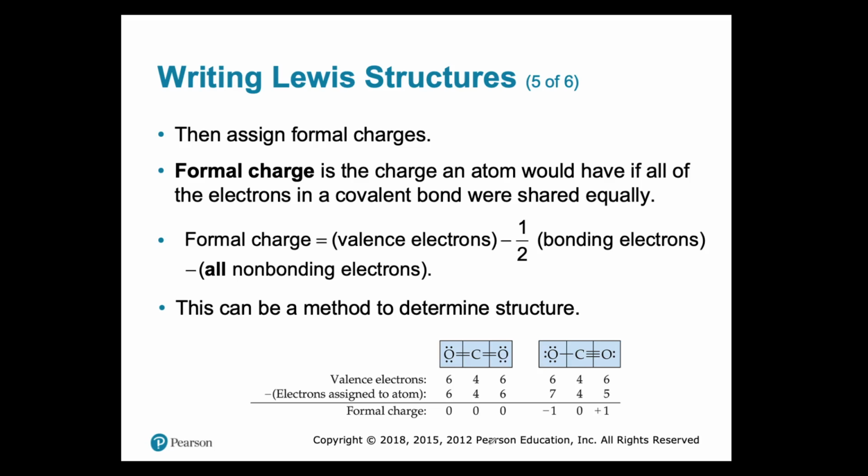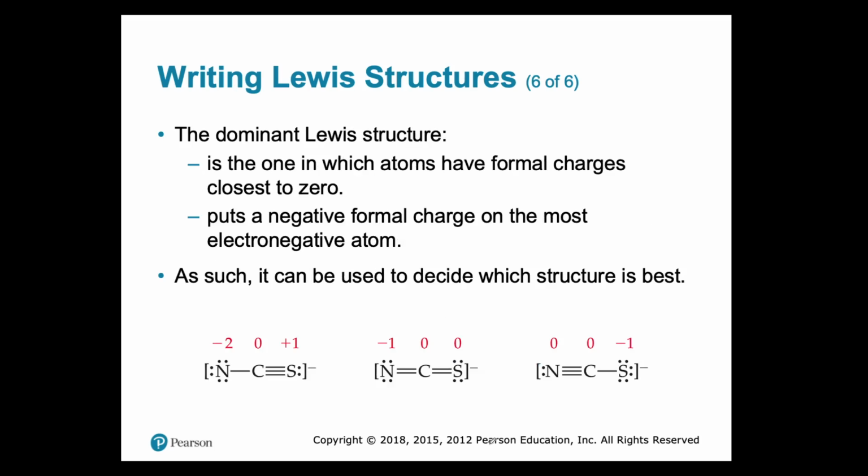Okay, so here are some more formal charge rules. Don't worry if you didn't write all that down. There's a video. Here we have nitrogen, carbon, sulfur. I have no idea what it's called. Anyway, the dominant Lewis structure is the one in which all atoms have a formal charge closest to 0, which is what I said before. But then also, say you can't get it to 0, then the negative charge must be on the most electronegative atom.